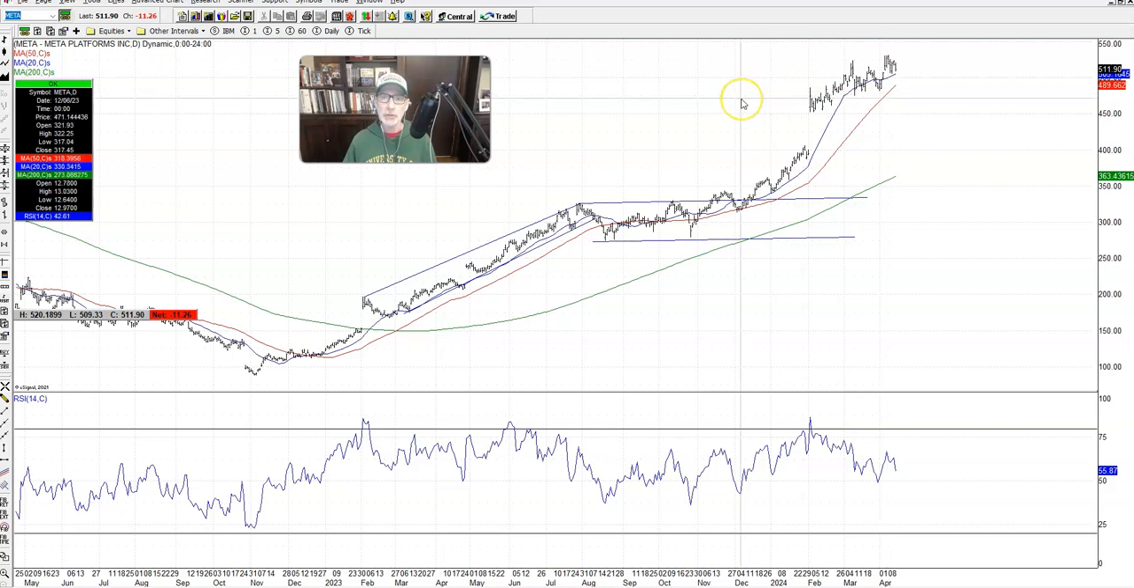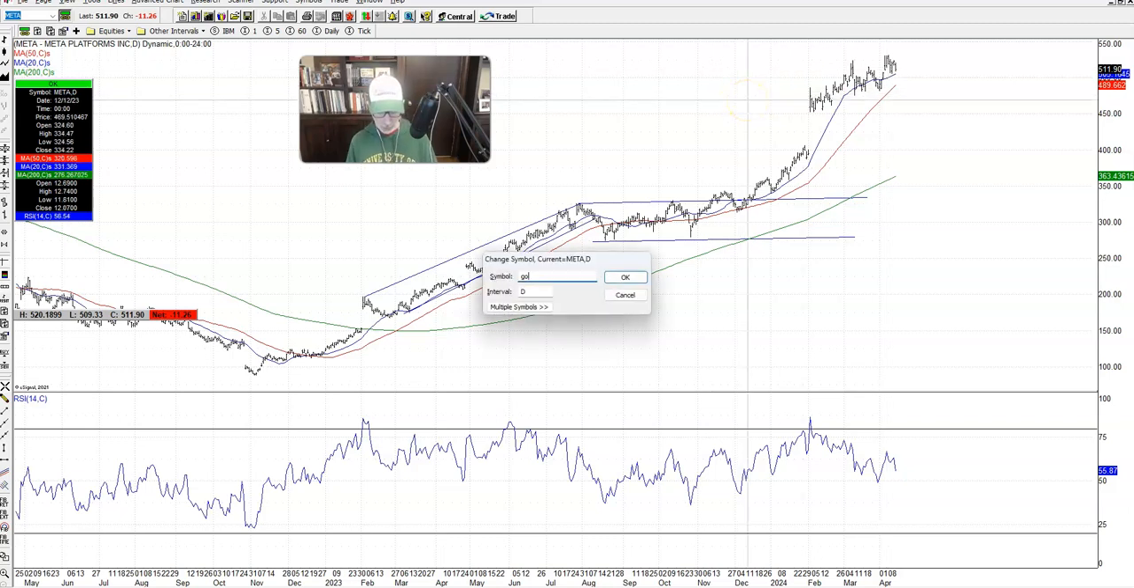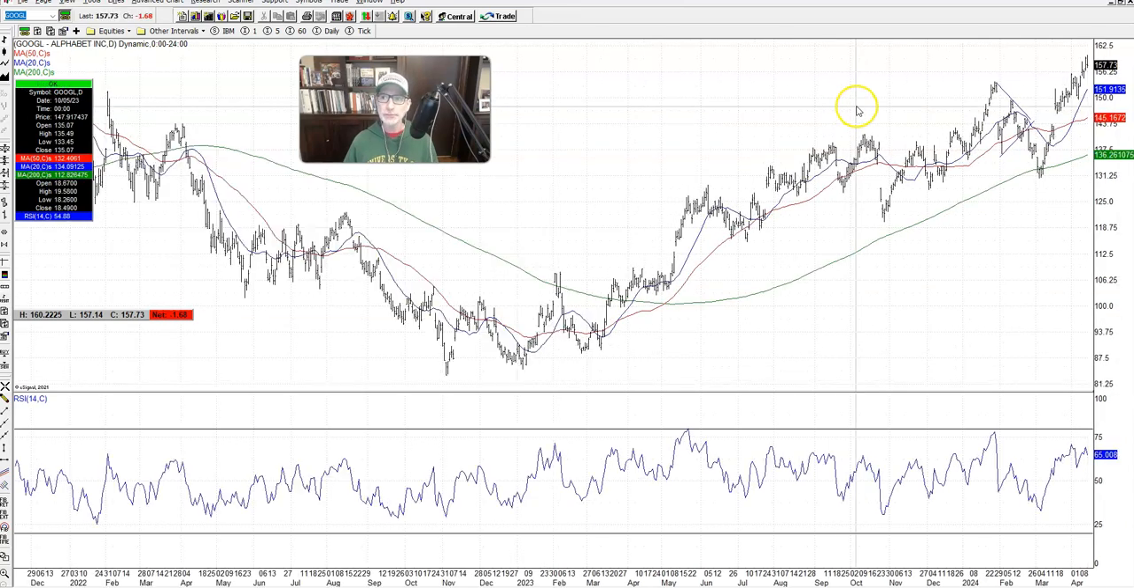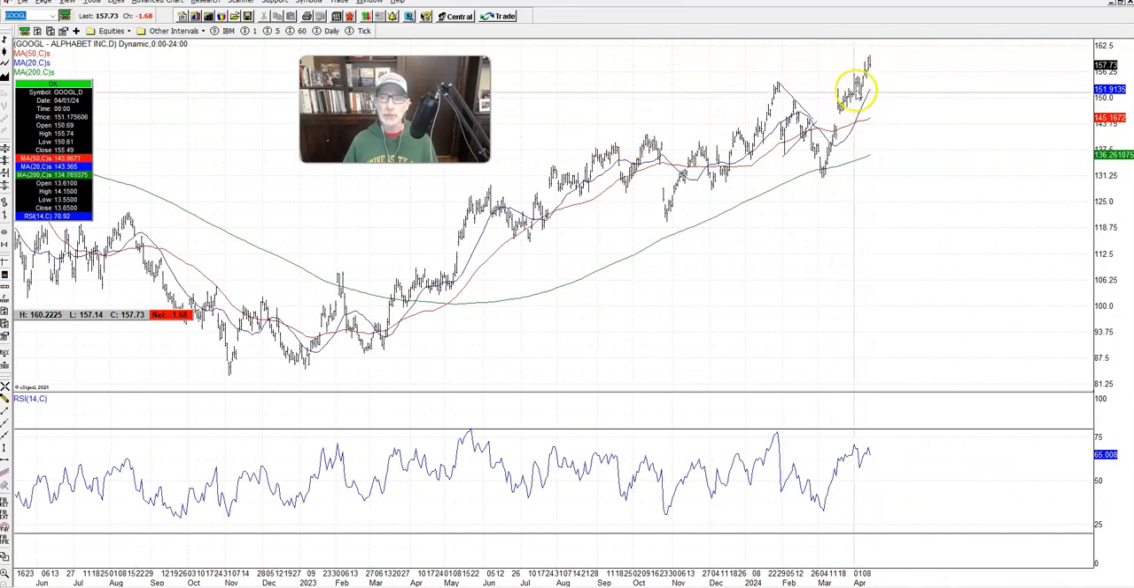Another indicator of a very strong stock. I believe Google looked pretty good as well. Yep, Google, look at that, strong. Everything was going down, Google was going up.